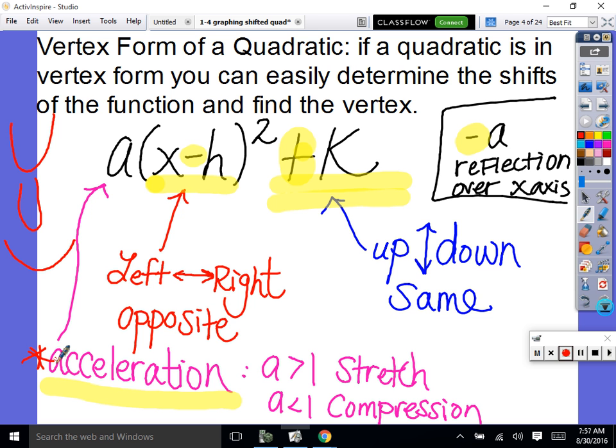We only compare the positive a values. So if there's a negative, you can't say, oh, that's less than 1. The negative doesn't matter for less than 1. The negative simply is its own transformation, and that's called a reflection over the x-axis.